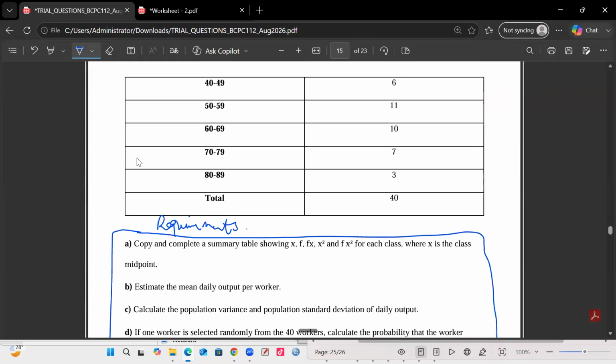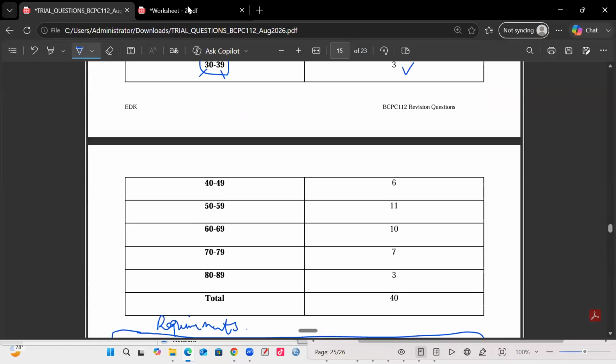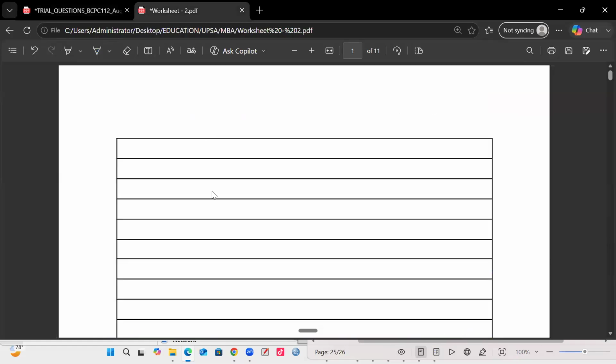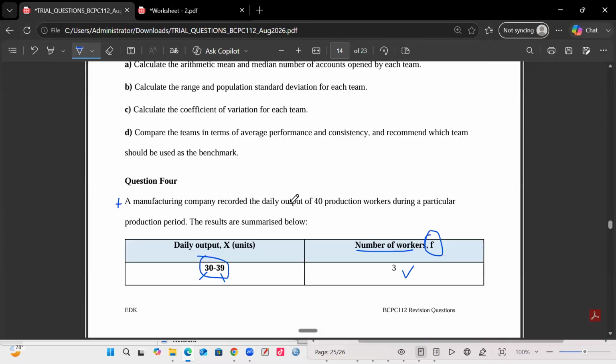And the first question says, copy and complete a summary table showing x, f, fx, f x squared for each class, where x is the class midpoint. Okay, so it's very easy. So we are on question 4 now. Question 4A. We just have to reproduce the same table.